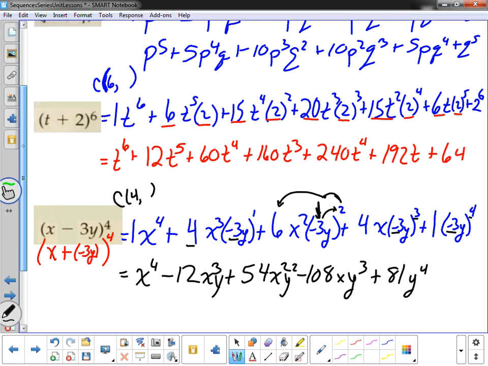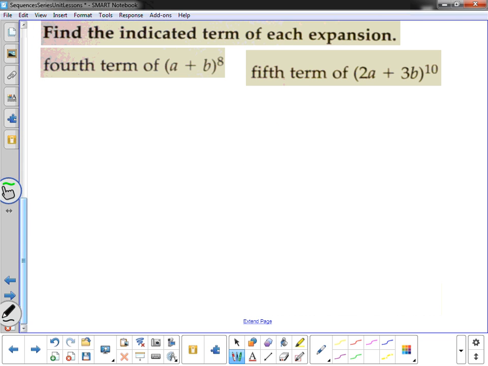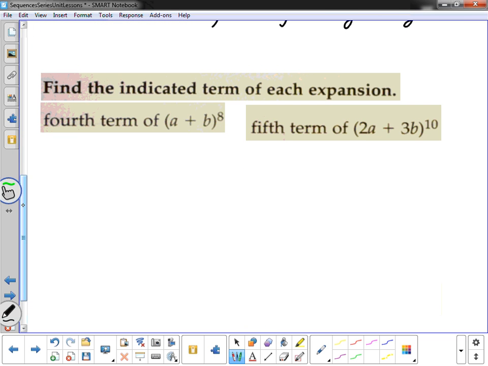Okay, I know I'm starting to run long here on time. But the last thing that you're going to have to be able to do is to figure out a certain term of an expansion. I want the fourth term of a plus b to the 8th. I want to know what is the fifth term of 2a plus 3b to the 10th.